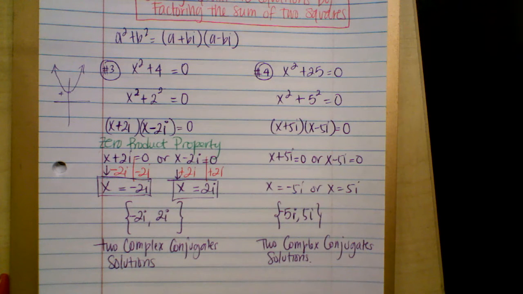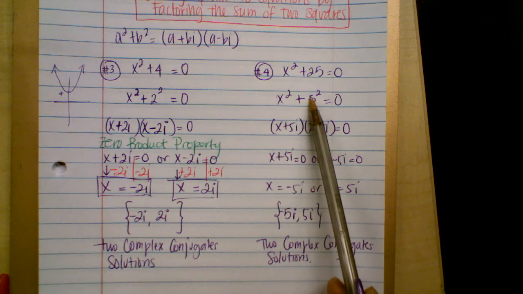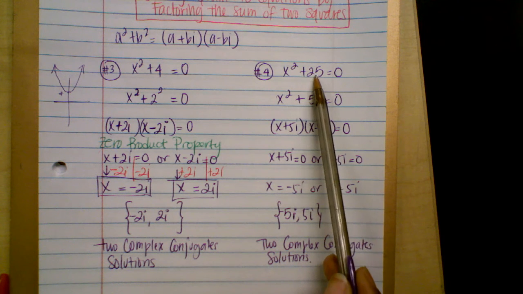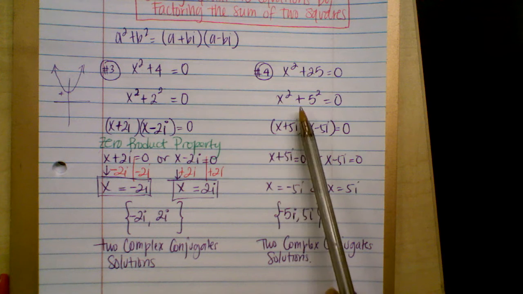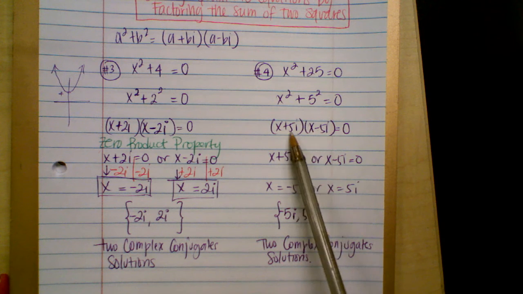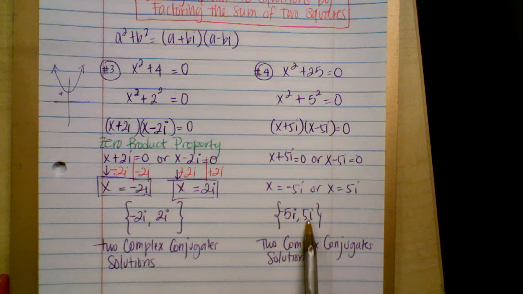As you can tell here, again, you have a sum of two perfect squares. 25 can be written as 5 squared, and x squared is already written as a square. So I can factor it as a product of two complex conjugates. Then I apply the zero product property by taking each factor, setting it equal to 0, and solving for x. I found that the two solutions are negative 5i and positive 5i, which are two complex conjugate solutions.